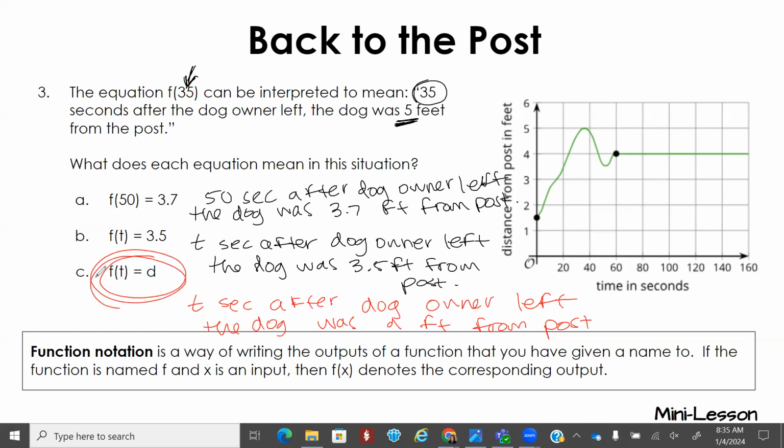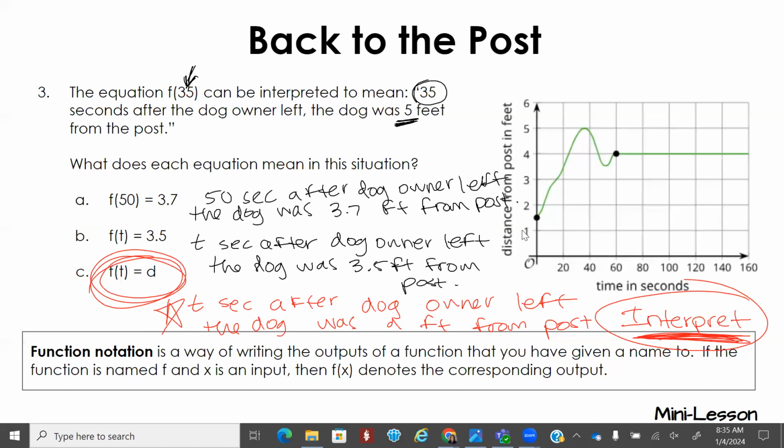Let me clarify. This one is going to be the one that you see most often. It's going to say something along the lines of the word interpret. Okay, you're going to see this word, and they're going to ask you to basically write out what the scenario is talking about.